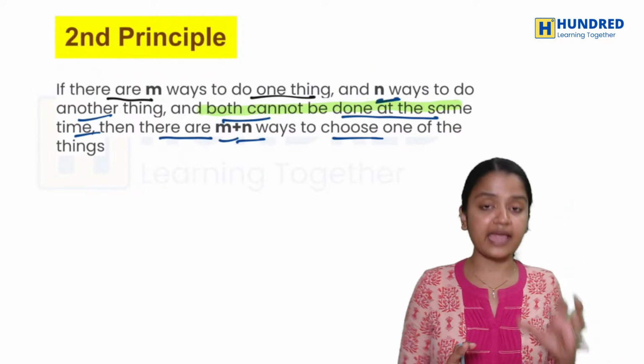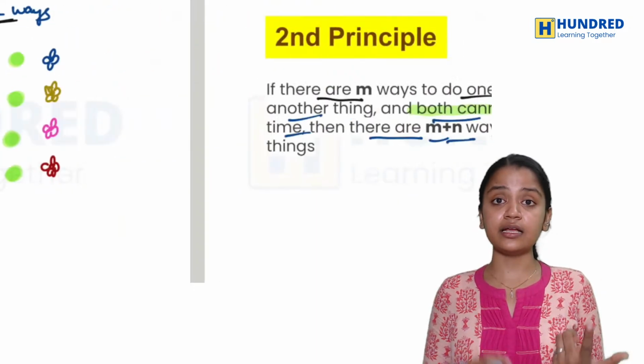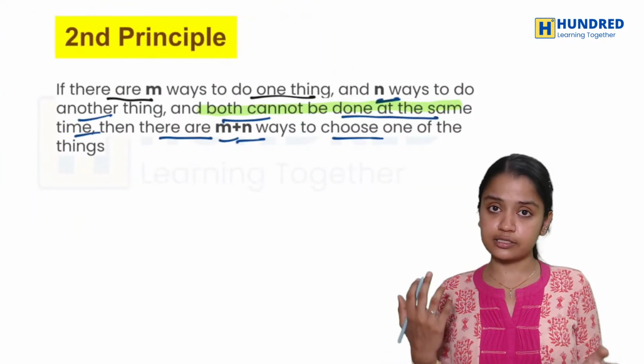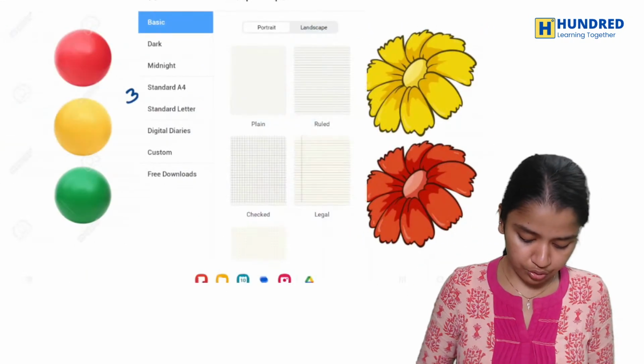In this case, it is addition. Suppose if both the things can be done simultaneously, in that case, that is multiplication. So this, let me draw and show you.